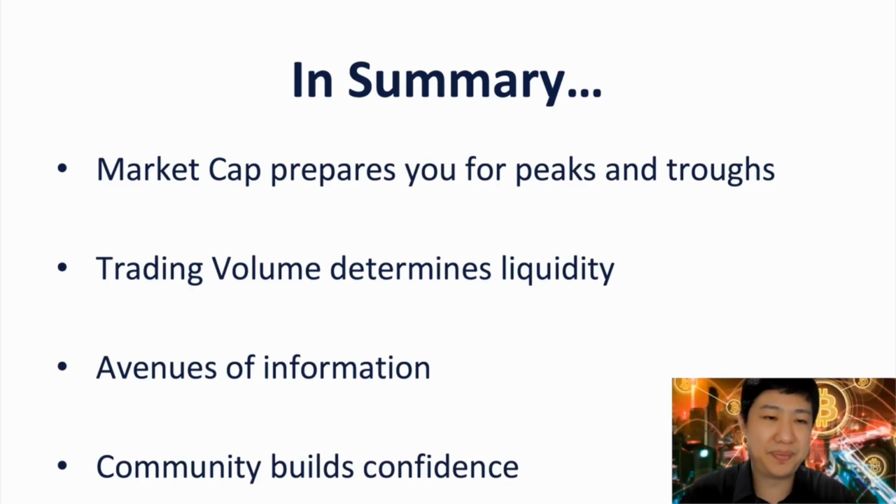So in summary, market cap prepares you for the peaks and troughs when investing in certain altcoins. As mentioned for Celsius or MIST, for Celsius to move up 5 times, they need $8 billion, while MIST only requires 550 million. When it goes down, it's harder for Celsius to lose 50%, while MIST only takes 68 million to be removed from the market cap to lose 50% of their coin value.